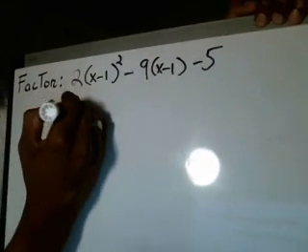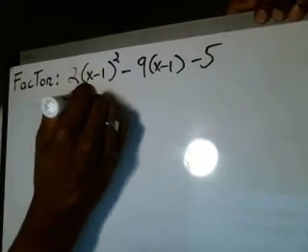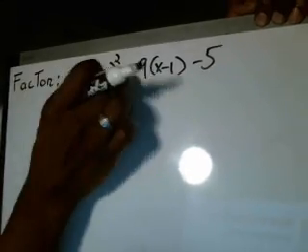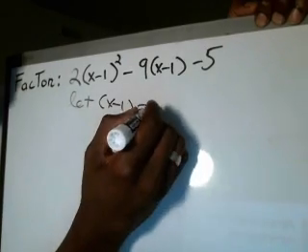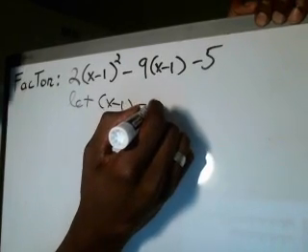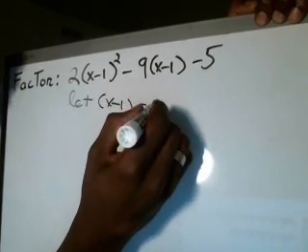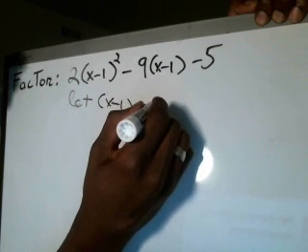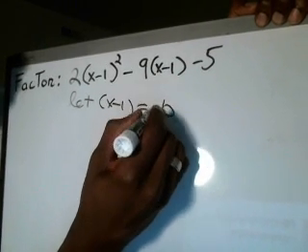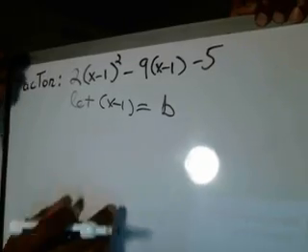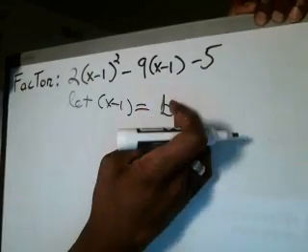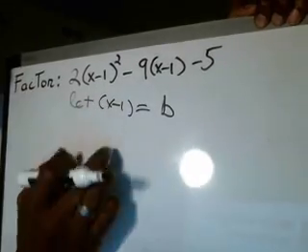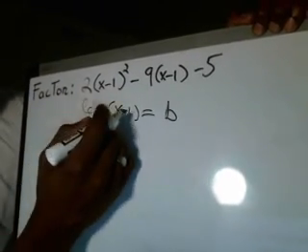I will say let x minus 1, because you see it here and here, be equal to, we'll call it, I don't know, pick a letter. We'll just say it's a B. So everywhere you see x minus 1, you're gonna put a B, and when you're done factoring, you're gonna go back and resubstitute the B into x minus 1. So let x minus 1 equal B.